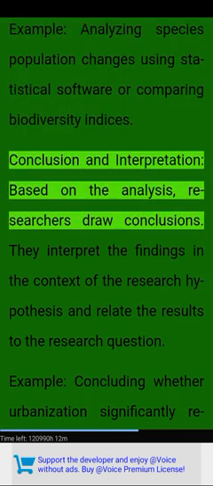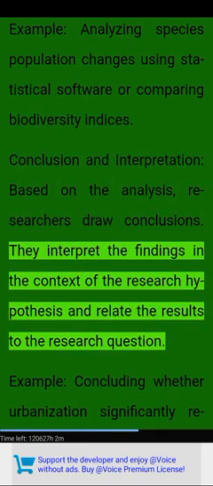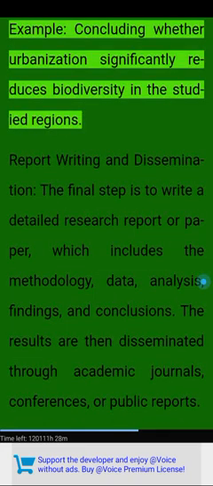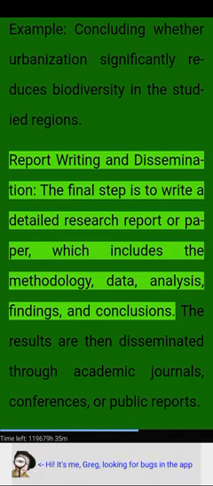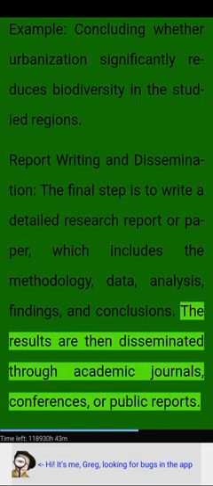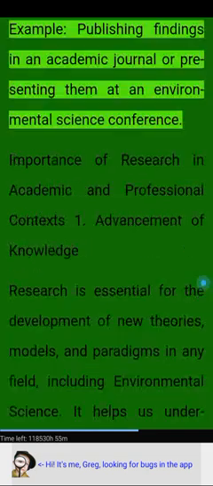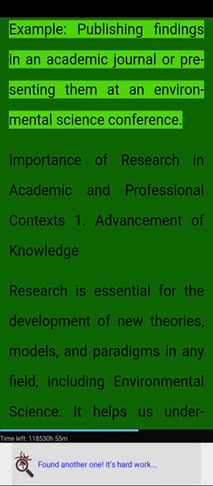Conclusion and interpretation. Based on the analysis, researchers draw conclusions. They interpret the findings in the context of the research hypothesis and relate the results to the research question. Example, concluding whether urbanization significantly reduces biodiversity in the studied regions. Report writing and dissemination. The final step is to write a detailed research report or paper, which includes the methodology, data, analysis, findings, and conclusions. The results are then disseminated through academic journals, conferences, or public reports. Example, publishing findings in an academic journal or presenting them at an environmental science conference.